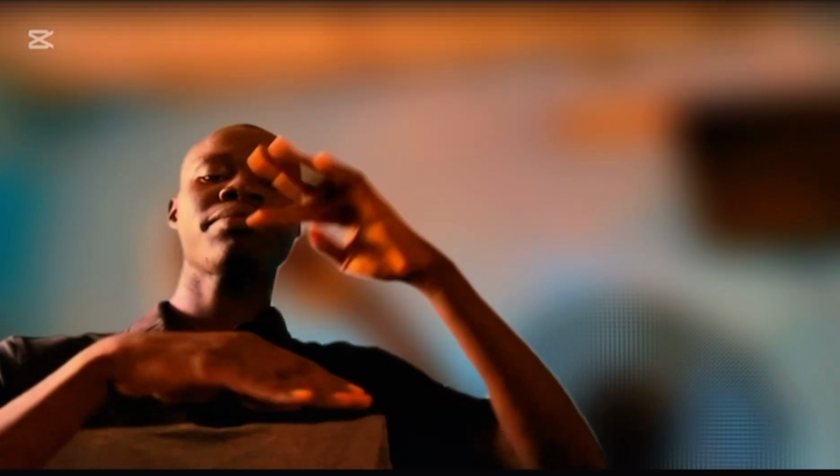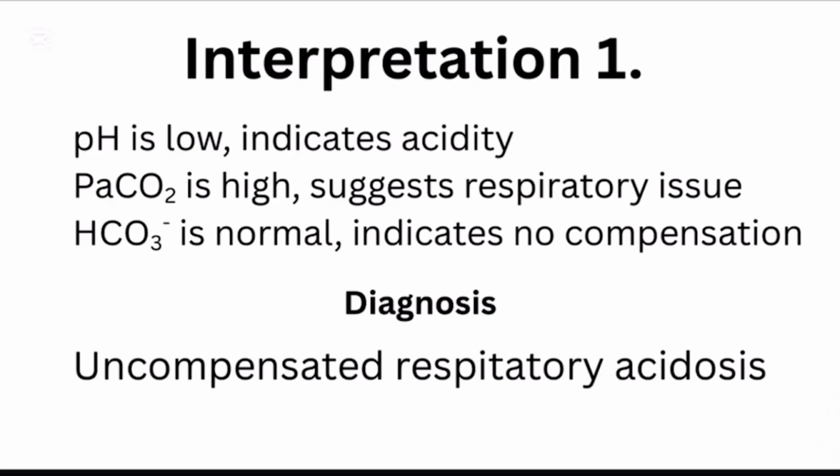Remember the ROME method, everything goes in the opposite direction. That is the pH and the partial pressure of carbon dioxide. Look at it, the pH falls while the partial pressure of carbon dioxide rises. Now we have to look at the bicarbonate level. They told us that the bicarbonate level is normal. That is to say that there is no compensation yet. So the diagnosis of this patient will be uncompensated respiratory acidosis.